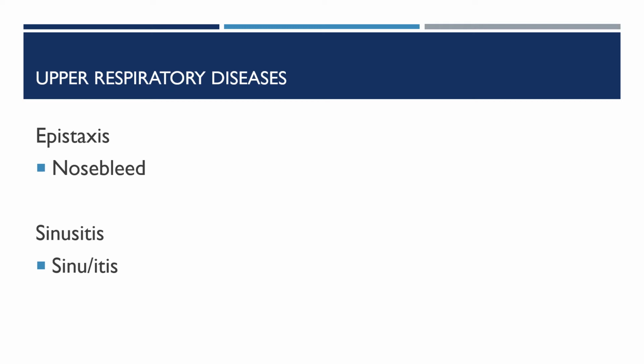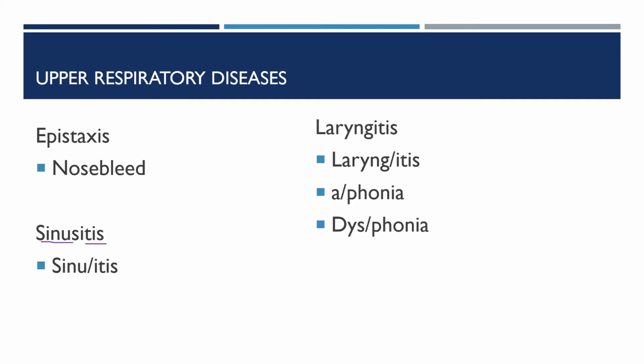Epistaxis. Epistaxis is a nosebleed. It's the fancy term for saying you have a bleeding nose. Can be caused by numerous things. Sinusitis, sinus, itis, inflammation of the sinuses. Again, can be caused by allergy, bacteria, viral, and if you find the cause in both of these disorders, you will get rid of the symptom or get rid of the disorder.